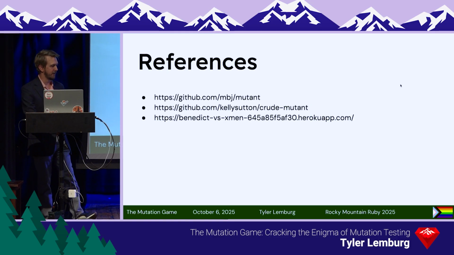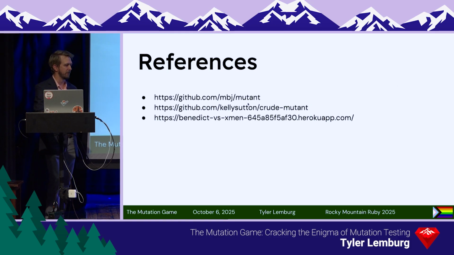Here are my references. There's the main mutant repo. I also referenced another repo I found called crude mutants. I think this works just by eliminating lines of code, so it's kind of like code line coverage, but roughly the same thing as mutant, except for not changing your code, just removing lines. You can see the Benedict versus X-Men app here.